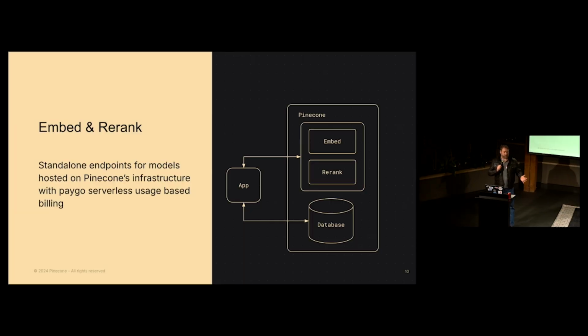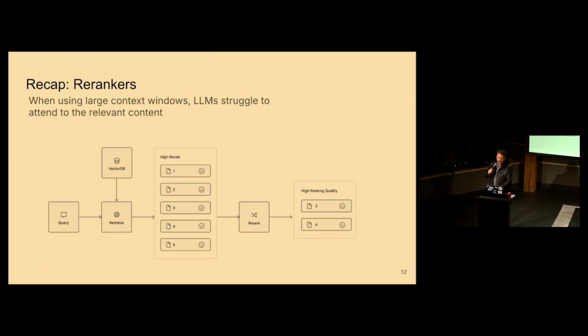Okay, so how does this work? So we have standalone endpoints for models hosted on our architecture. This is all running on a serverless platform, so it scales as you do. There's nothing for you to configure, nothing for you to install. You just take your API key and run. We're going to blow past that one as well.